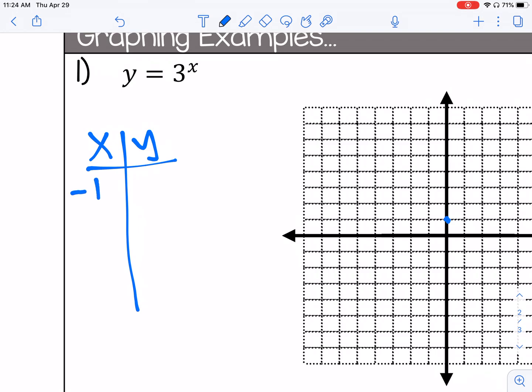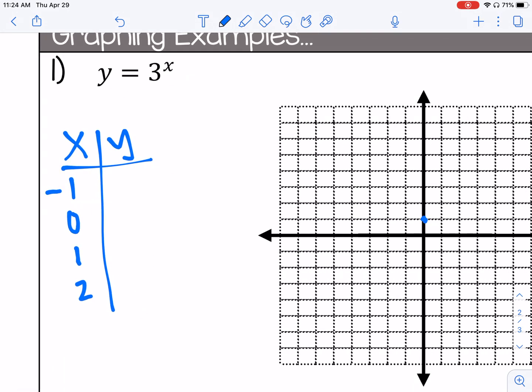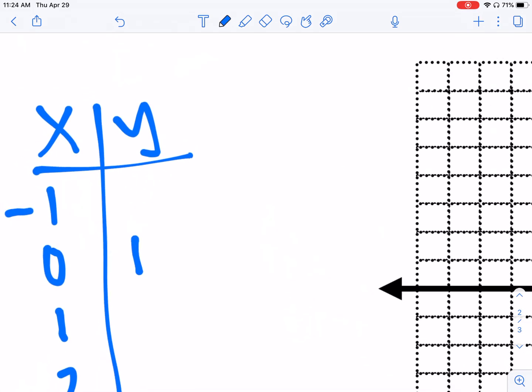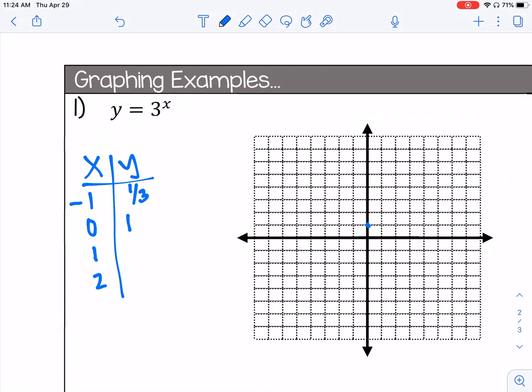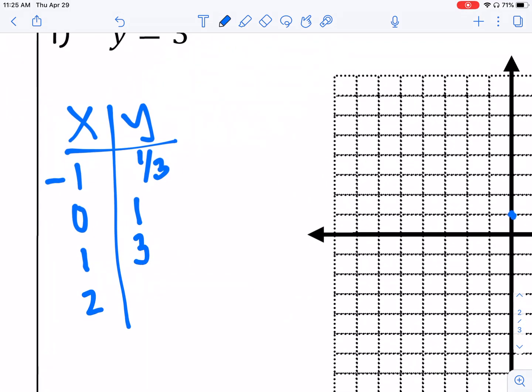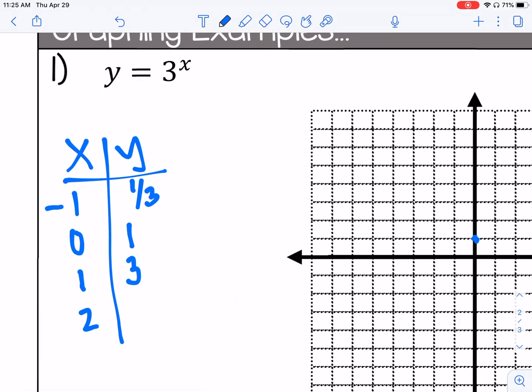Let's just choose some points. Let's do like -1, 0, 1, and 2. Well, we know already when x is 0, that's where our y-intercept is, right? 3 to the 0 is 1. Anything to the 0 power is 1, right? But what if x is -1? That's 3 to the -1 power. That gives us 1/3. 3 to the first power gives us 3. And then 3 to the second power gives us 9.